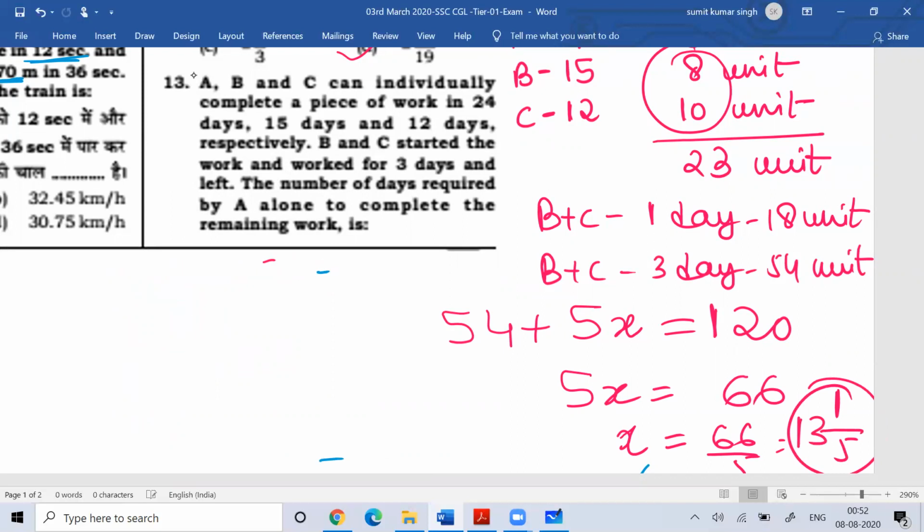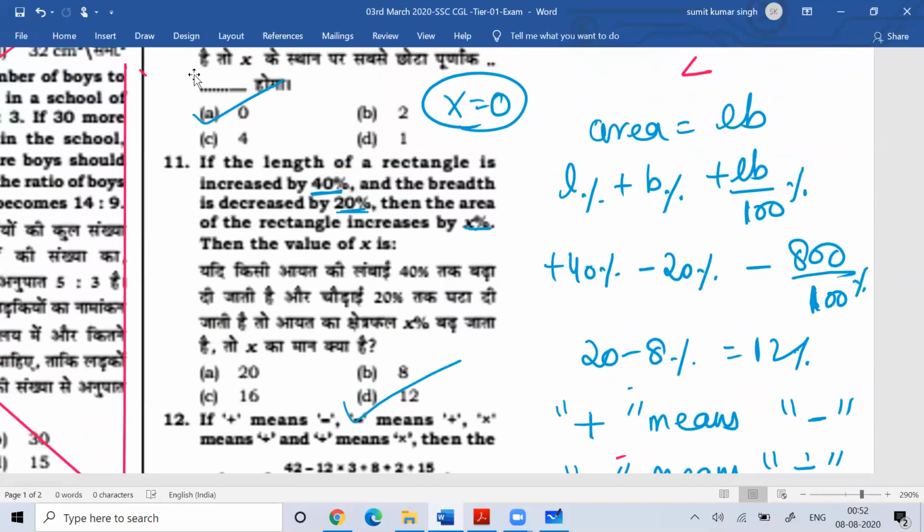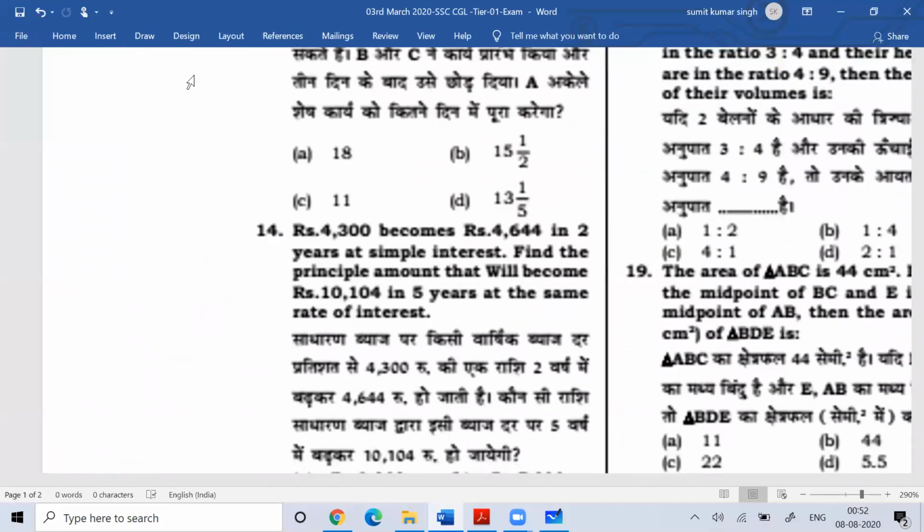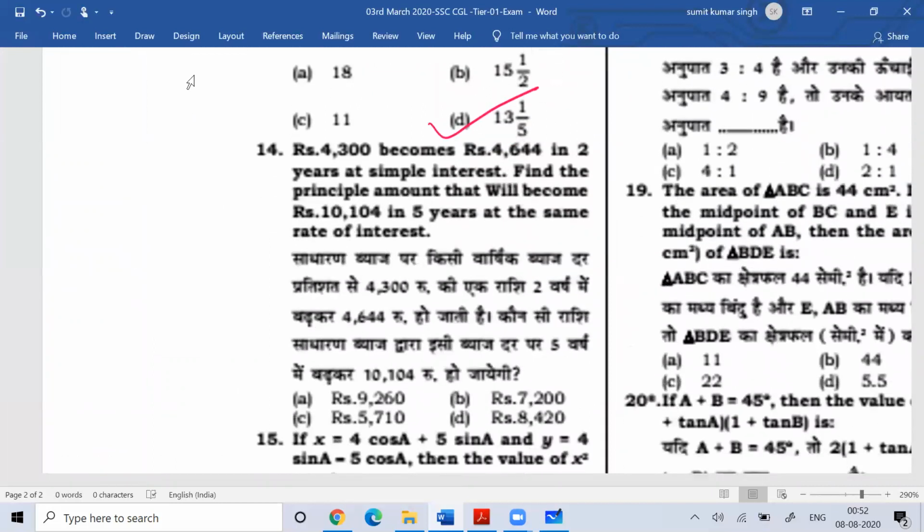The number of days A will take to do the remaining work is 13 1 by 5. So the answer is option D, 13 1 by 5. Okay. Now you see question number 14.